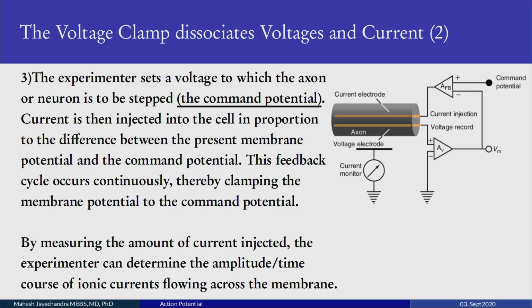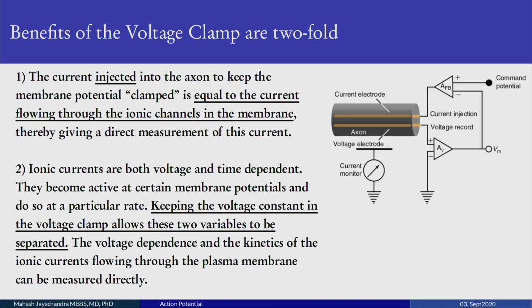By measuring the amount of current injected to hold it at the command potential, we can determine the amplitude as well as the time course of ionic currents flowing across the membrane. So the advantages: the current injected into the axon is equal to the current flowing through the ionic channels of the membrane. Remember, current in membranes is not electrons but ions, and therefore you get a direct measurement of this current at the particular voltage.